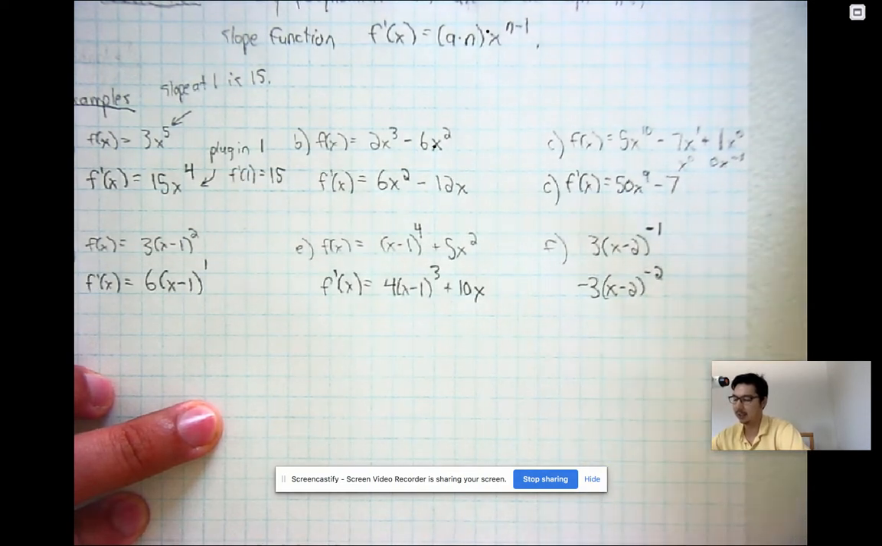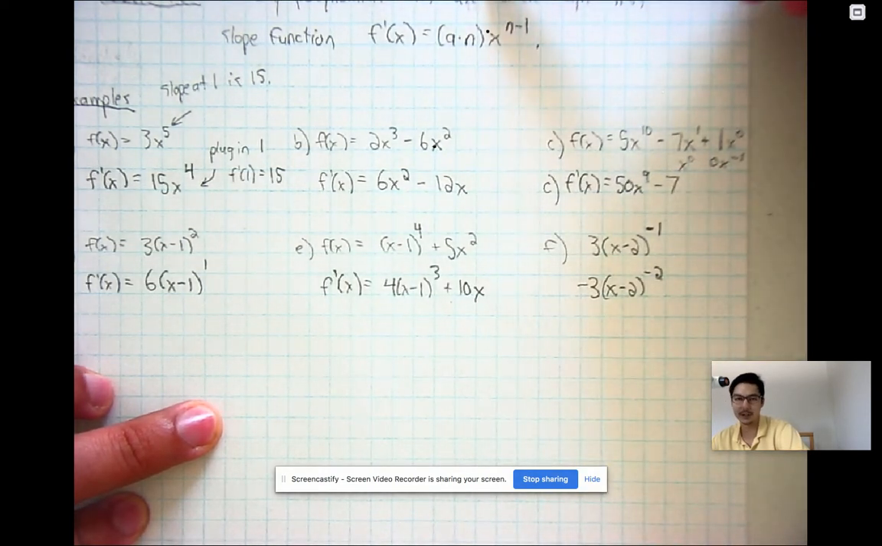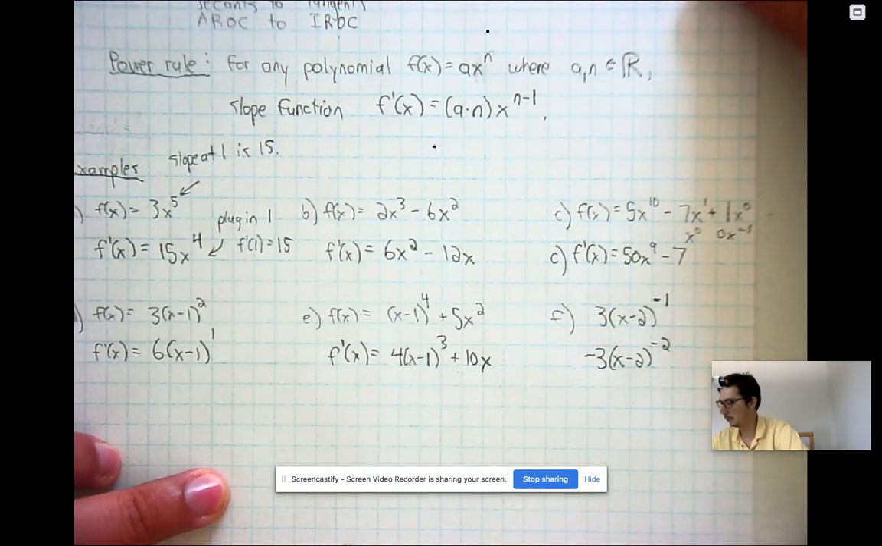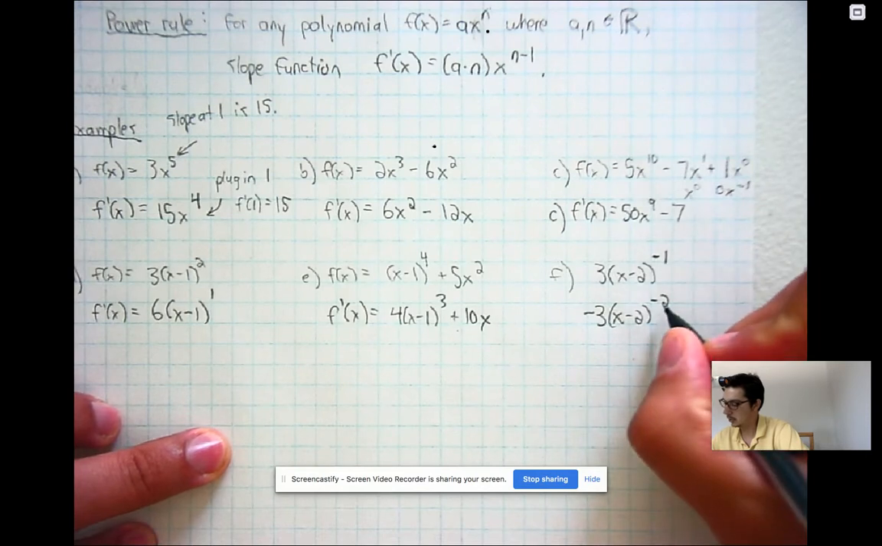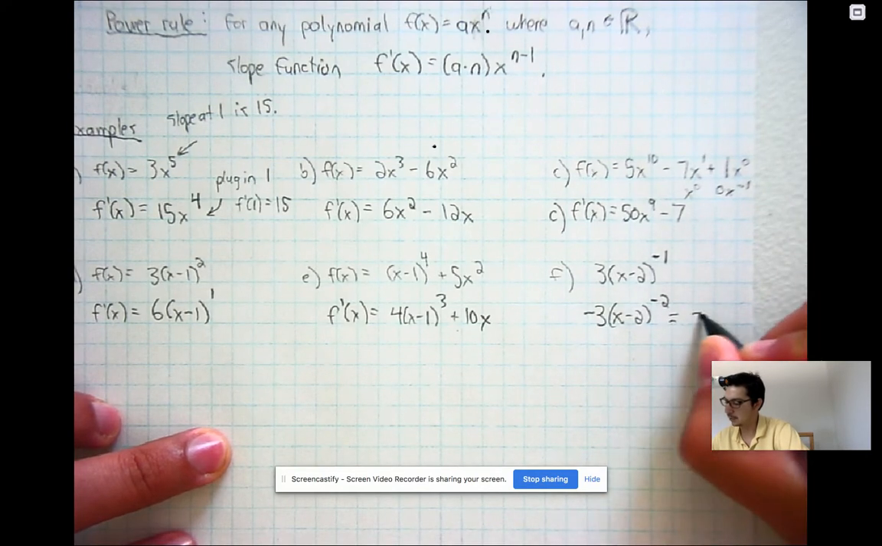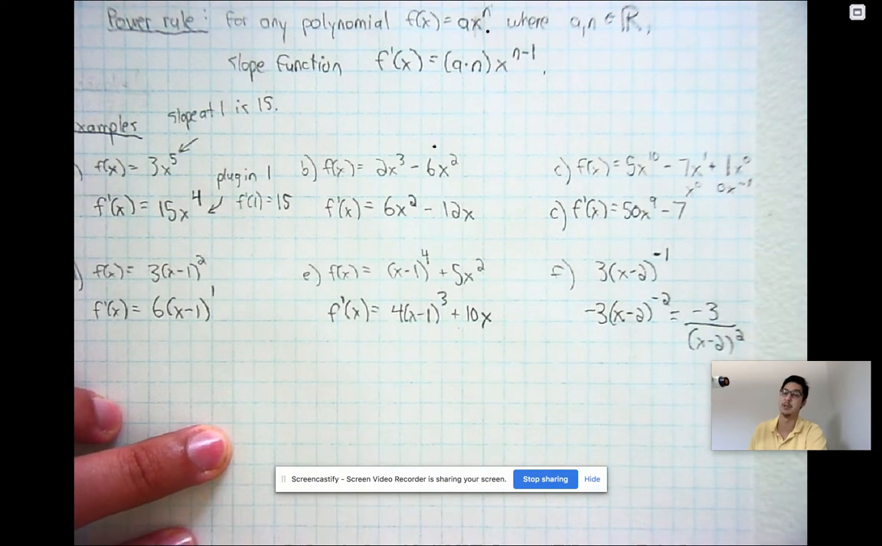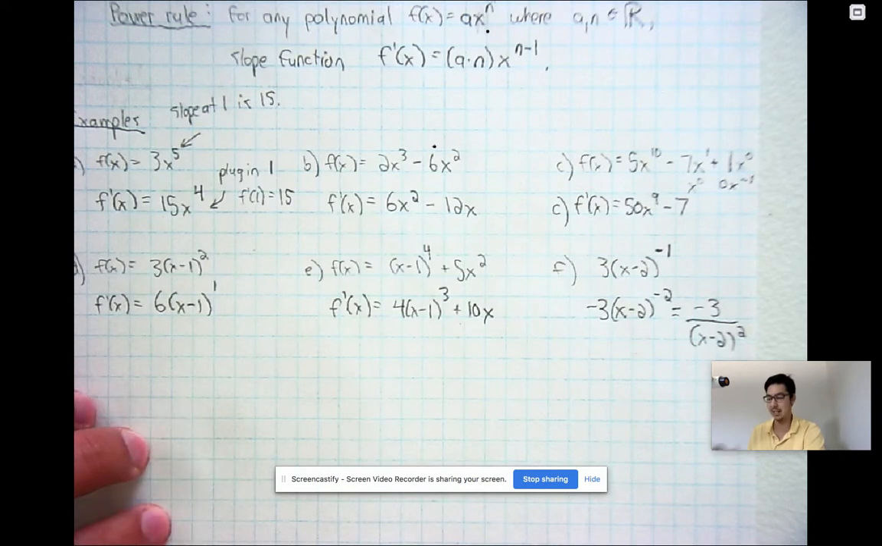Because like I said in the power rule, it's not just positive integers. It can be any real number, right? Where we actually wanted to rewrite this better, that's more commonly written as negative 3 over (x minus 2) squared, because a negative power is just how many times we're dividing. Okay? So that's the power rule and how that works, and us using that now.